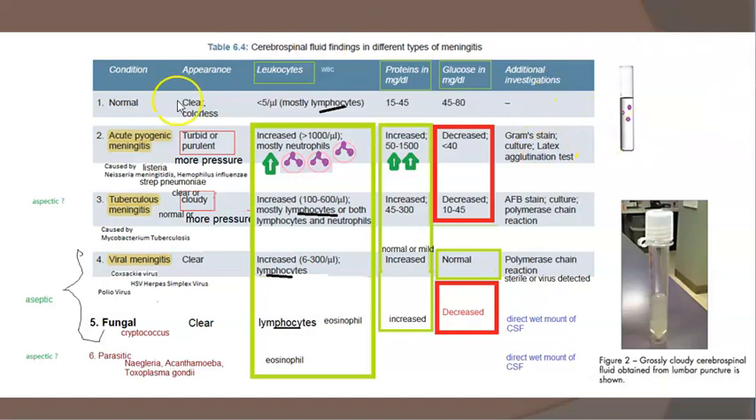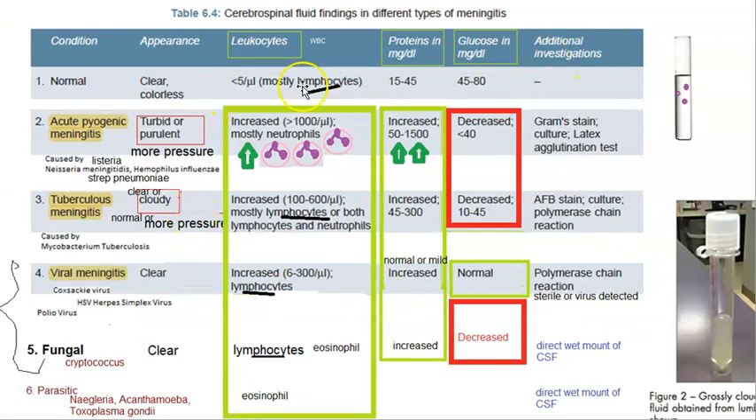Hello people, in this video we want to look at pyogenic meningitis. So what do you mean by pyogenic meningitis? See, there are a lot of types of meningitis, okay? In that, here you can see that you have acute pyogenic meningitis. Pyogenic means pus producing. Pus will be there in the CSF.